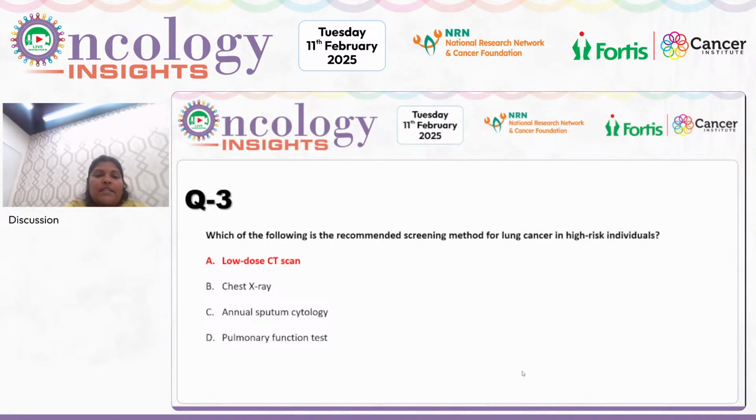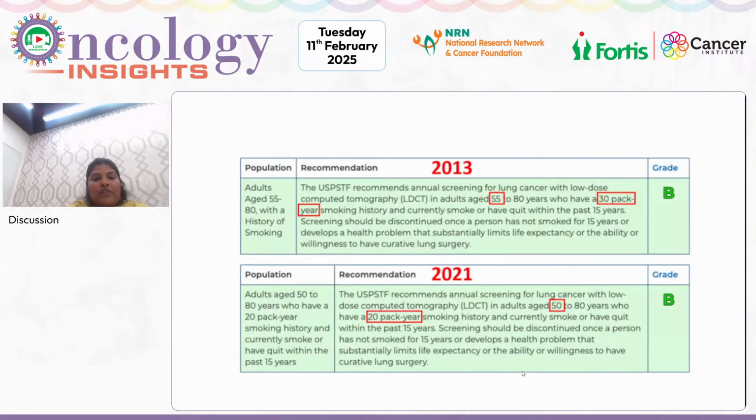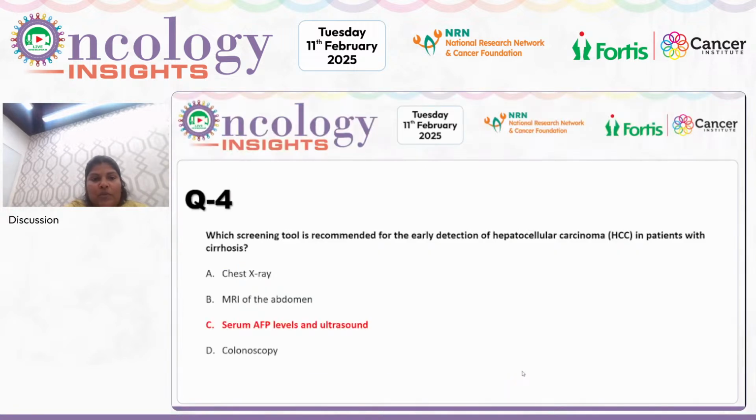Which of the following is the recommended screening method for lung cancer in high-risk individuals? It's a low-dose CT scan, which has been incorporated into the screening guidelines of the US task force, mainly for high-risk individuals who have been smoking for more than 20 years.